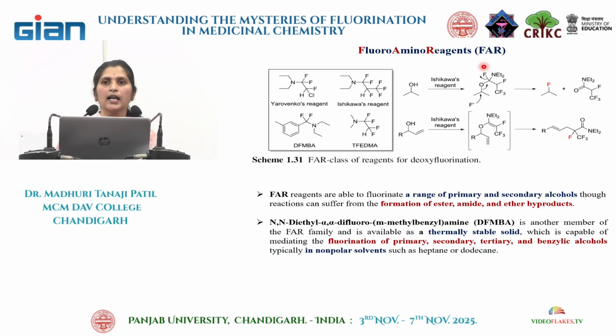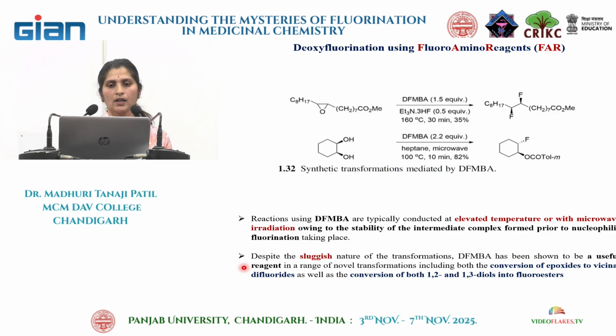Okay, now another class of compound is the fluoroamino reagent, which is also called FAR. Okay, so in this you have a fluoro and dialkyl amine group, and this kind of reagent is used for the displacement of OH, and in place of OH you will get fluorine. Okay, so these are the reagents which you can use in your synthesis. So here you can see deoxyfluorination using this FAR reagent: you can convert an epoxide to the corresponding difluoro compound, or you can convert a 1,2-diol to a fluoro compound. Okay, and you have here an ester group, which later you can hydrolyze, and you can use one more reagent and introduce fluorine here also.